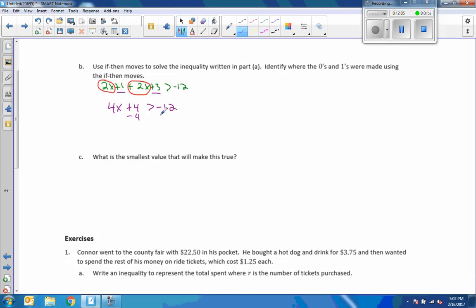I'm going to subtract 4 from both sides. That's going to cancel this, leaving me with 4x is greater than negative 16. Divide by 4. Divide by 4. And x is greater than negative 4. Alright, so what steps is this? Well, 4x plus 4, if I subtract 4 from both sides, that is saying that if A is greater than B, then A minus 4 is greater than B minus 4. Okay, 0 was the result.